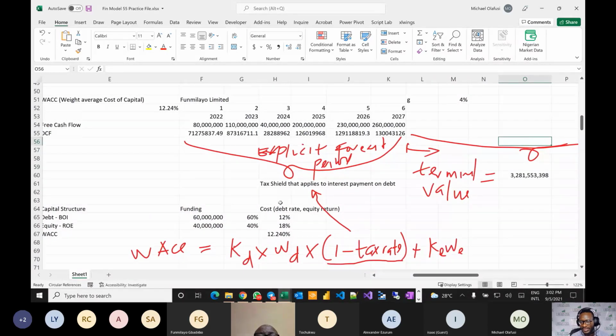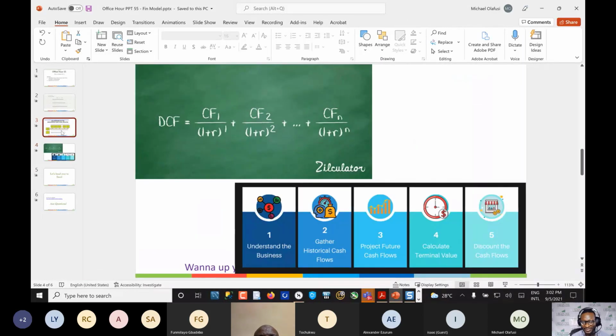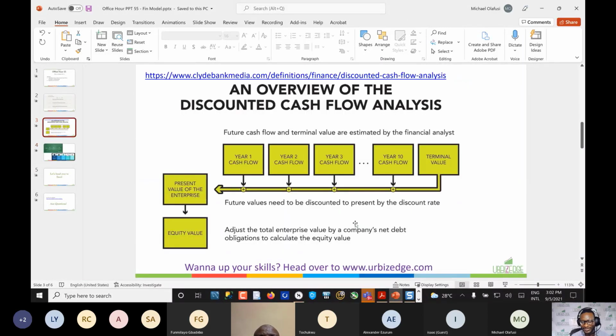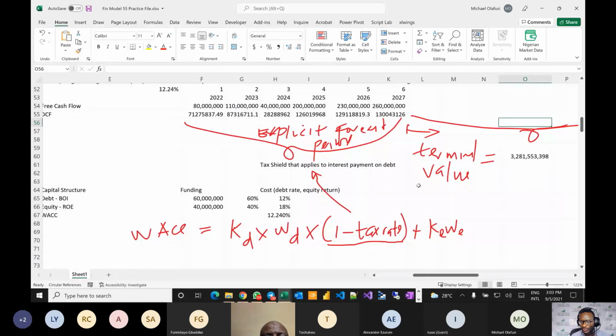Eventually, can you see some similarity between what we've done and where we are now? We've gotten everything for here, and then we have now gotten this one too. So we need to add everything to get our company's value. That's what we are going to do.